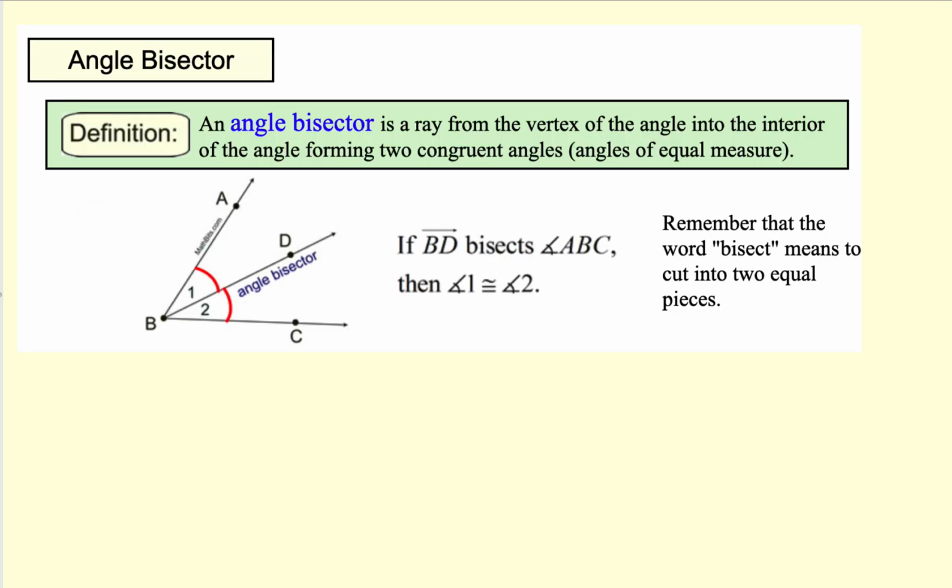Let's take a look at the next vocabulary word, called angle bisector. Bisector means to cut in half into two equal measures. So this angle bisector makes this angle and this angle congruent. They're both the same. And here's the symbol showing these two angles are congruent.